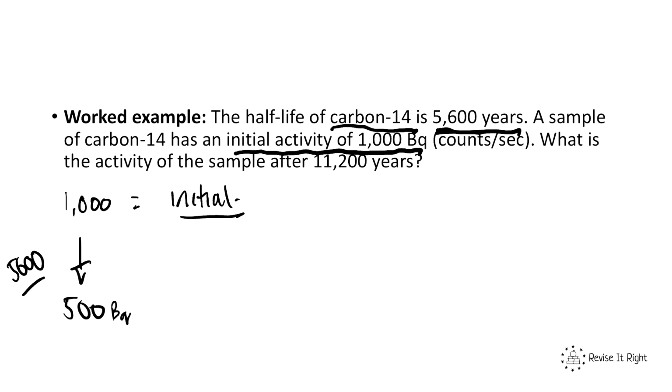Now, we want to know how far after 11,200 years, which is two half-lives, because 5,600 times 2 is 11,200. So we need to go down one more. And after two half-lives, it will go down by half again, so it would be 250 becquerels. So you can see that in every 5,600 years, it halves. It goes from 1,000 to 500 and then to 250.